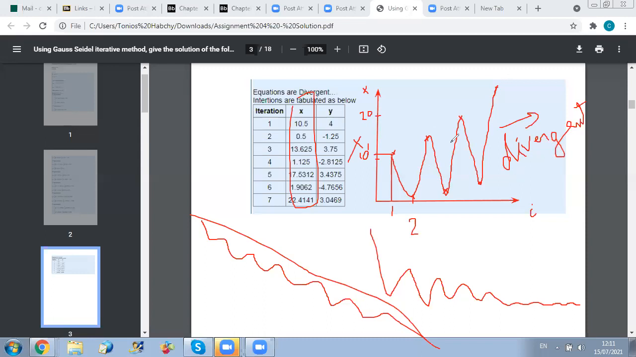While here, with iterations, your amplitude of oscillations is increasing, and you are getting farther and farther from a certain solution. So in this case, it is divergent. Okay? Any other question on this?